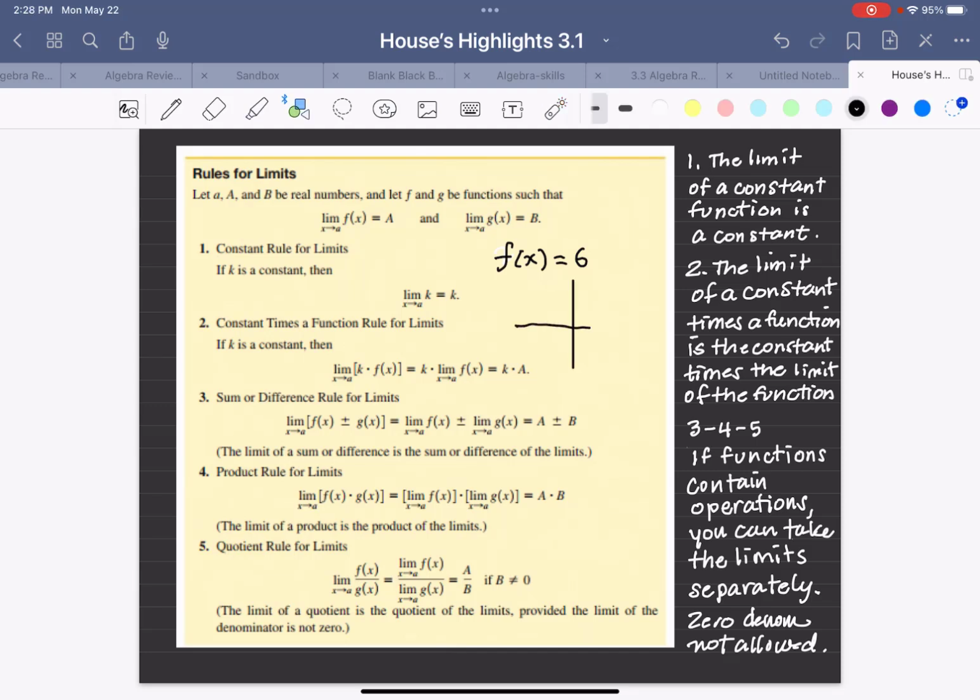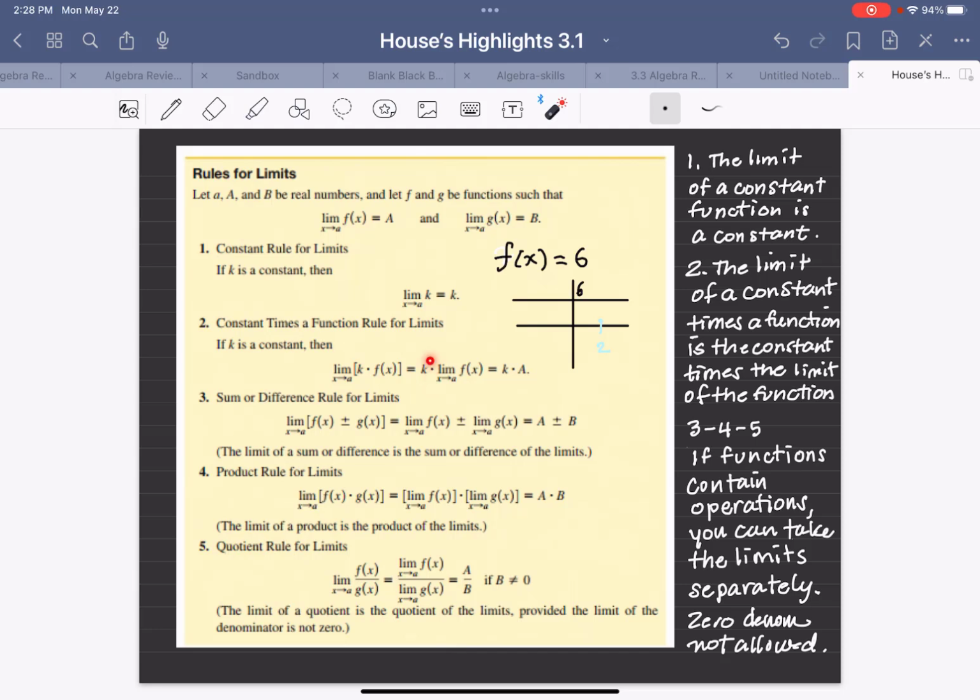If I draw a quick sketch of f of x equals 6, that's a horizontal line through 6 on the y-axis. Well, if I'm moving anywhere on this line toward a certain x point, I'm always going to be at a y value of 6. So let's say, for example, I pick 2 over here. As I move in toward 2 from the left, I'm still at the level of 6. And if I move in from 2 to the right, I'm at a level of 6. So we would say the limit of f of x at x equals 2 is 6. So the limit of any constant function is a constant.